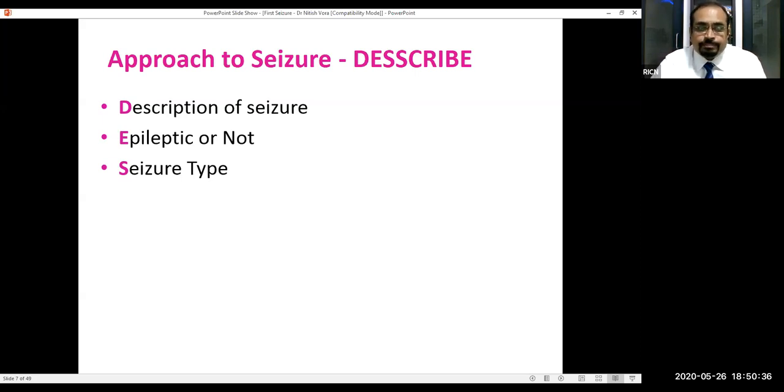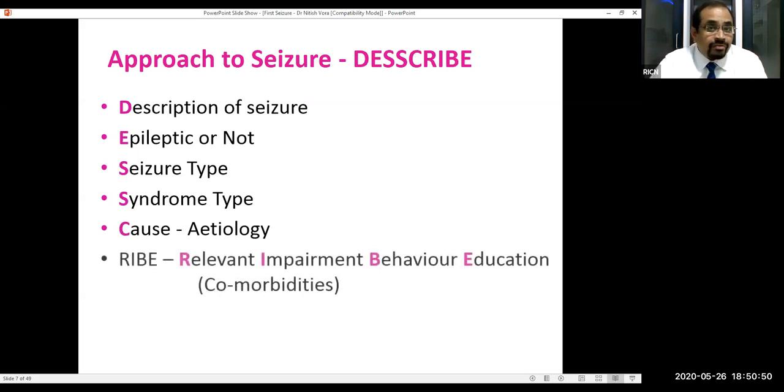So you define that. From that, with other information, try to say the syndrome type. We'll go into these details as well. At every stage, try to find out what's the cause, what's the etiology behind this, and we'll be discussing appropriate investigation. And very importantly, not just the seizure, think of the relevant impairment, and also any issues with behavior or education. So that's DESCRIBE, and I request you to just focus on this one slide, which is very important, and we will then move forward.